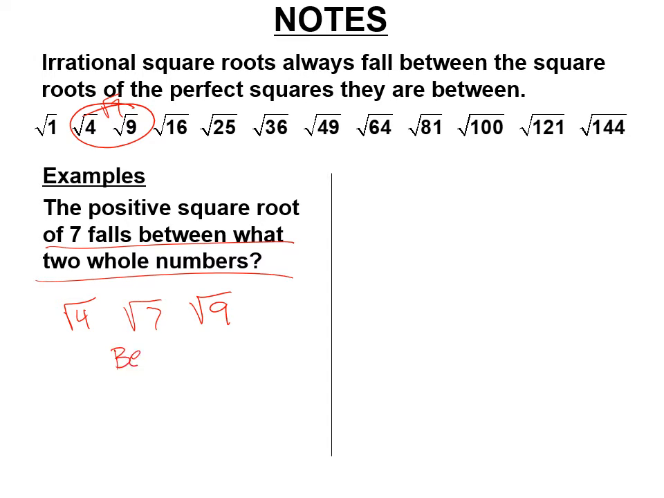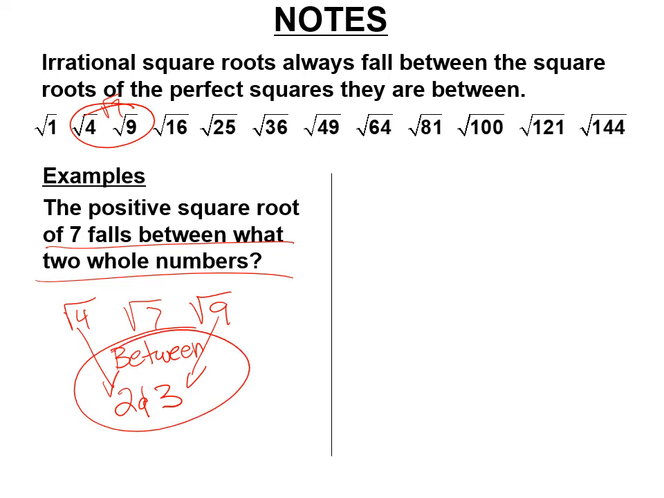And so on this screen, we're just going to realize that the square root of 7 is between 2 and 3. It's not between 4 and 9. It's between those square roots. But you have to do these square roots. Now the answer to this kind of screen is always going to be 2 numbers in a row, like 2 and 3, 7 and 8.